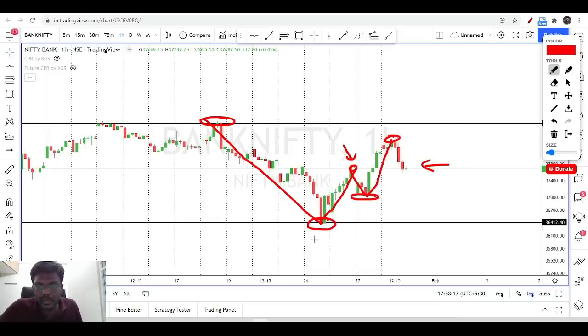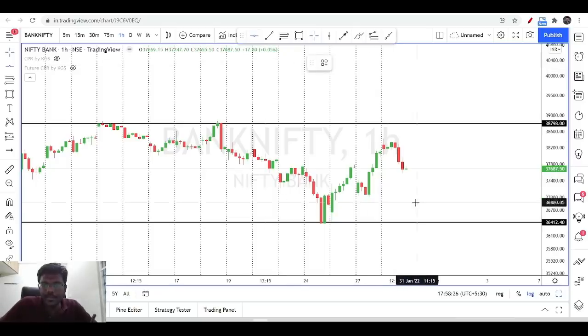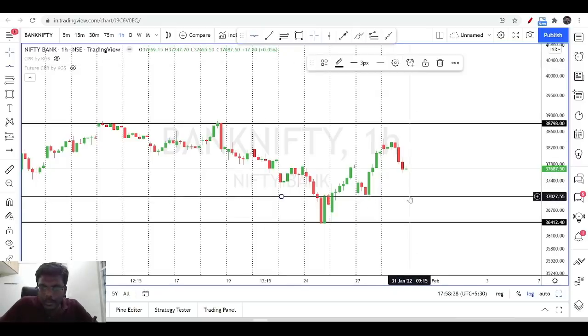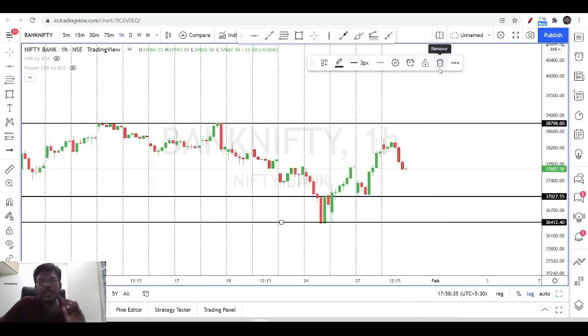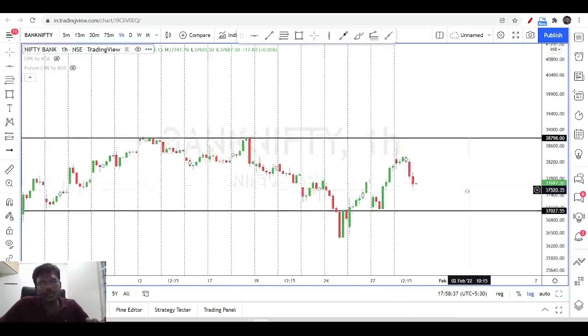So this is a low and this is a higher low as per Dow theory. So what I am going to do is draw a support at the higher low, connecting any two candles. Now this lower support is not necessary because nearby we got another support level.